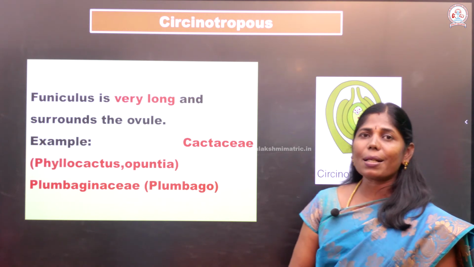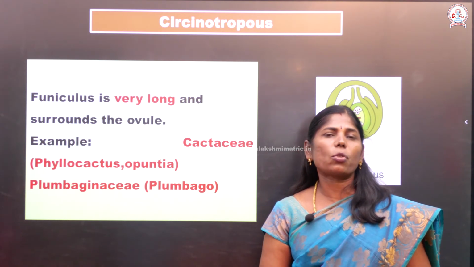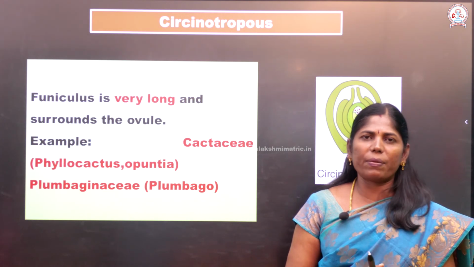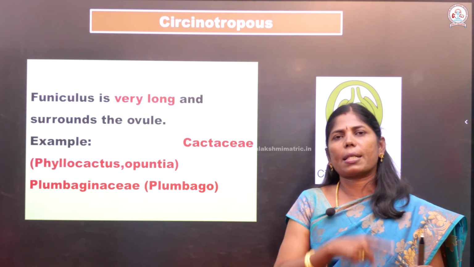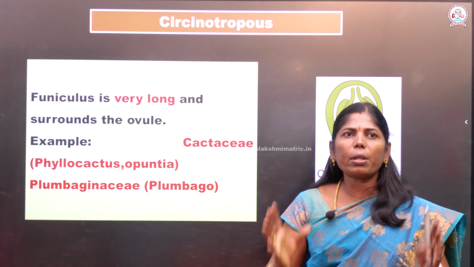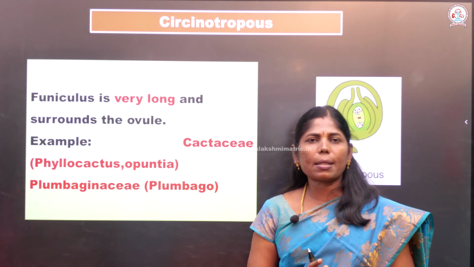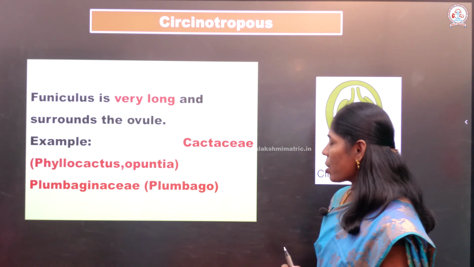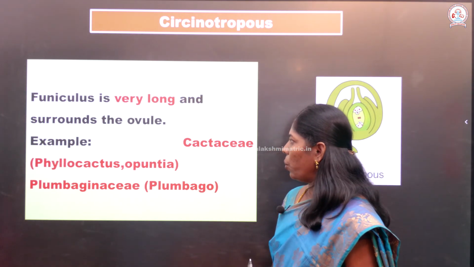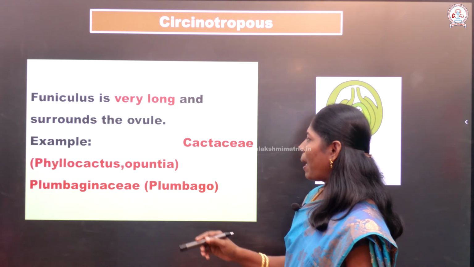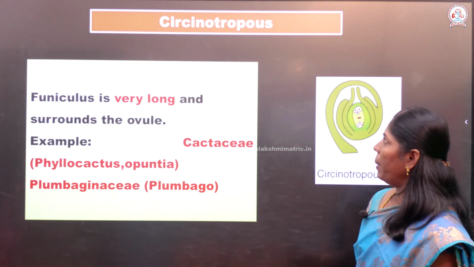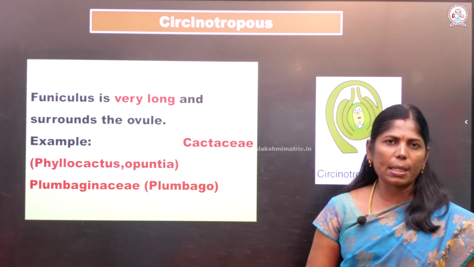And next one is the succinotropous ovule. Here we can see very long funicles. The funicle is very long and totally surrounds the ovule; the body of the ovule is surrounded by the funiculus. This type we can see in the Cactaceae. Examples are Phyllocactus, Opuntia, and in Plumbaginaceae, Plumbago.